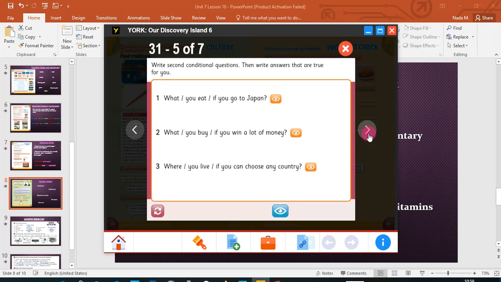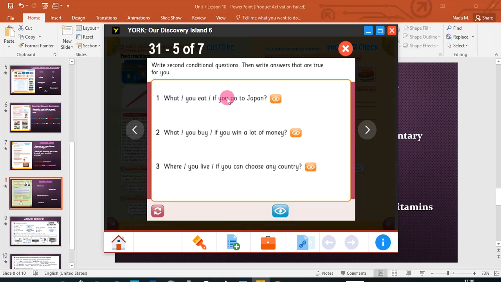Okay, so the next exercise: write second conditional questions, then write answers that are true for you. So we have here, now we said that the second conditional has to consist of two things, which is would and if. And now after if is the past verb and after would is the base verb.